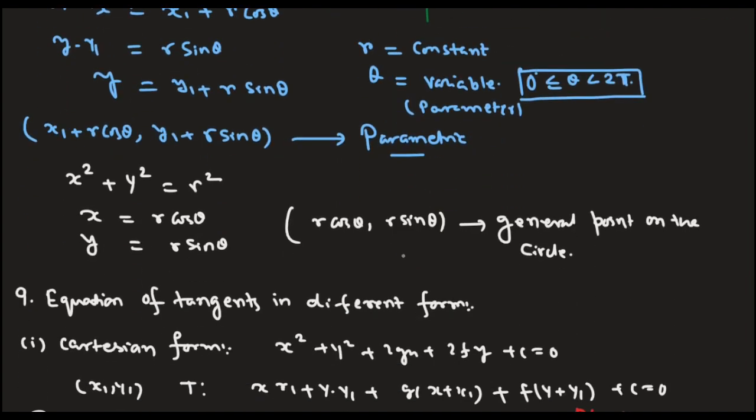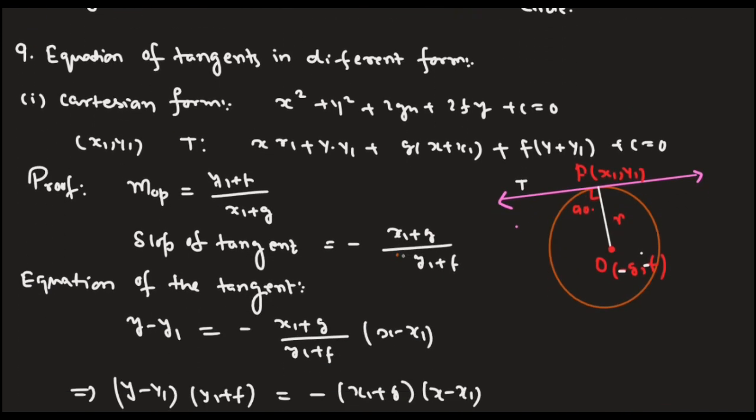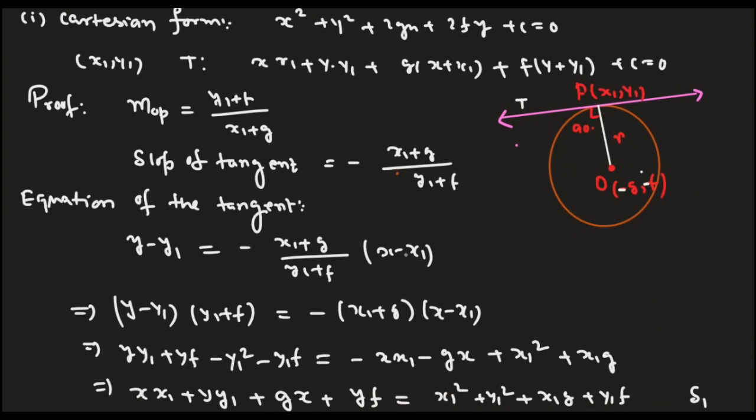Now, if the equation of the circle is x square plus y square equal to r square, then the parametric form is very easy. Equation of the tangent in different forms. So there are three forms for the tangent. One is the Cartesian form, then the parametric form where we use sine theta and cos theta, and we put a restriction on theta, 0 to 2 pi, with pi excluded.